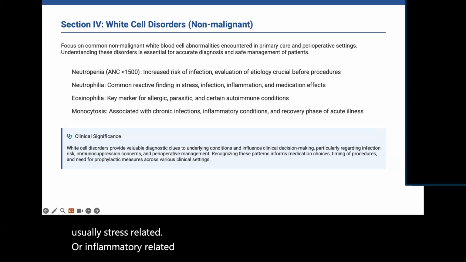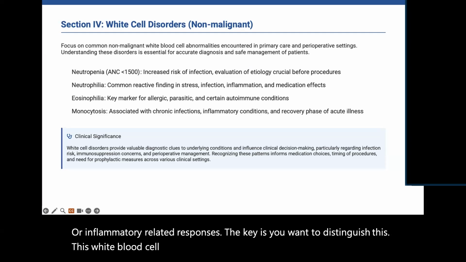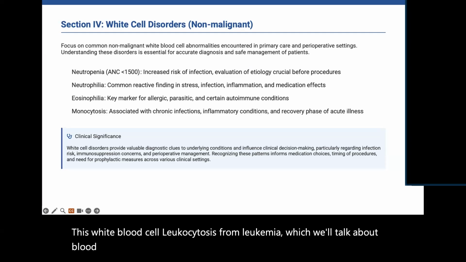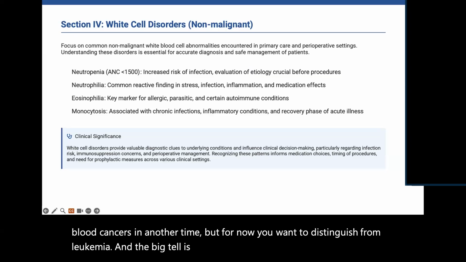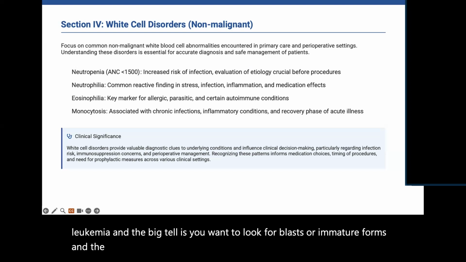The key is you want to distinguish this white blood cell leukocytosis from leukemia, which we'll talk about, blood cancers, at another time. But for now, you want to distinguish from leukemia. And the big tell is you want to look for blasts or immature forms and the overall clinical context. So that's how you're going to distinguish it.